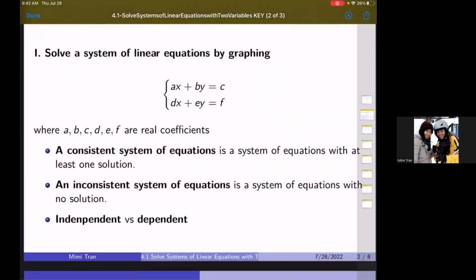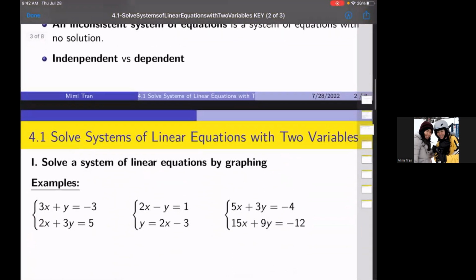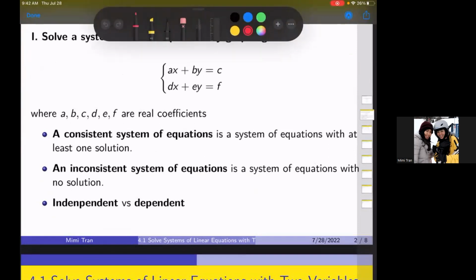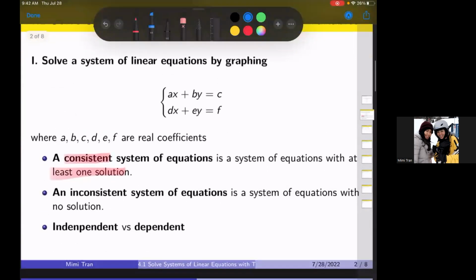Let me review this for you before I actually show you some decimal. I'm not gonna make you do this by hand, at least not by graphing by hand. That's my least favorite method to go. A consistent system of equations is a system of equations with at least one solution. So if a system of equations has at least one solution, we call that consistent. At least one. So either 1, 2, or infinitely many, right? An inconsistent system of equations is a system of equations with no solution. So if no solution, we call that inconsistent.